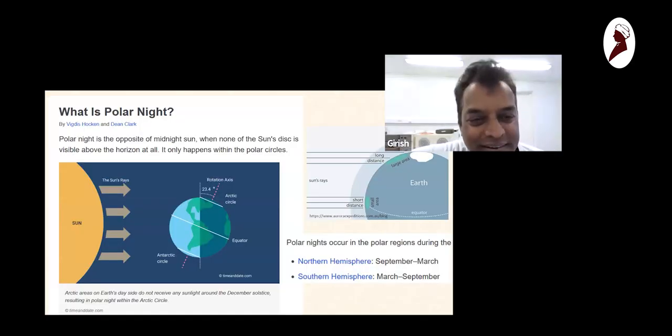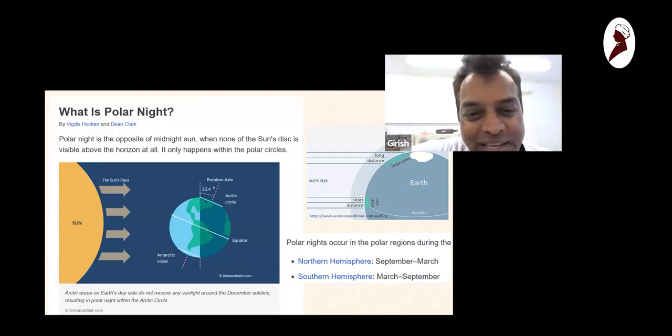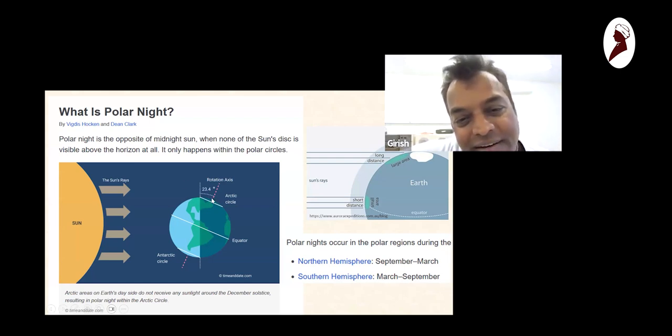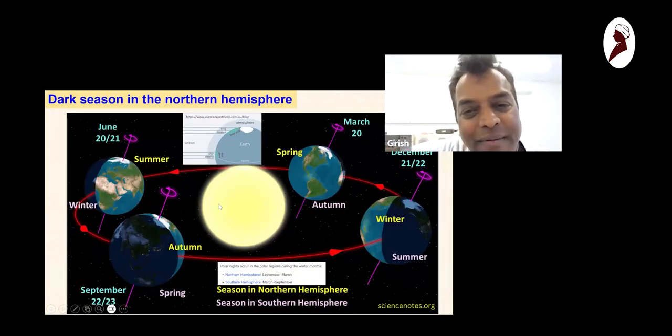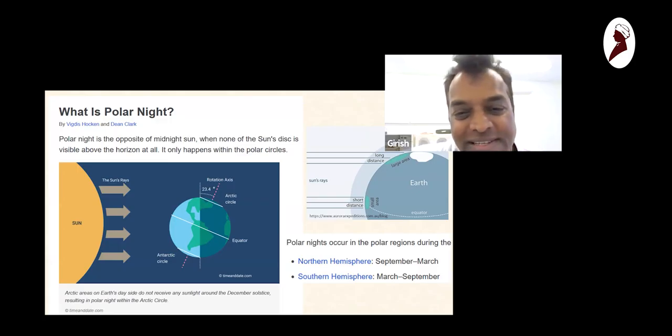Okay, so the right definition of polar night, which is the opposite of midnight sun, is when none of the sun's disk is visible above the horizon at all. So it only happens within the polar circles in the north and south. As you can see from the picture here, sunlight doesn't reach this place at all within the Arctic Circle. That's the reason why there is no sunlight at all for about four to four and a half months.